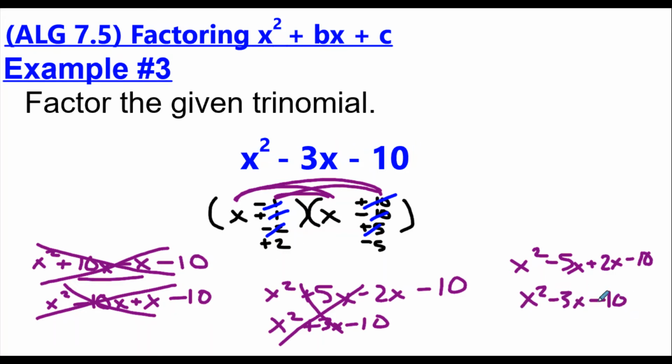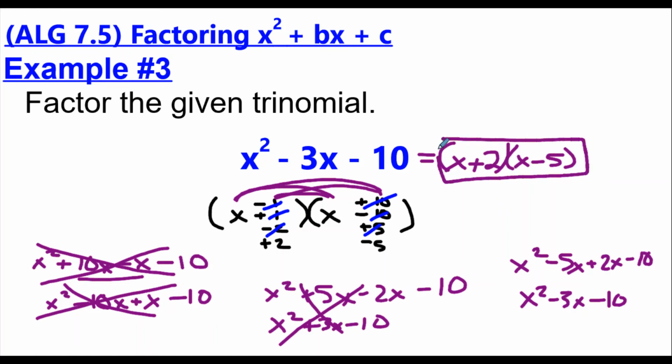So my answer, the factored form of this trinomial, is the quantity x plus 2 times the quantity x minus 5. And that is the factored form of that trinomial.